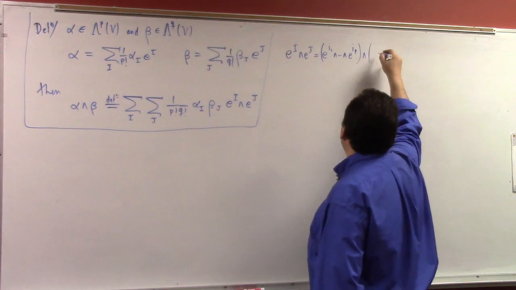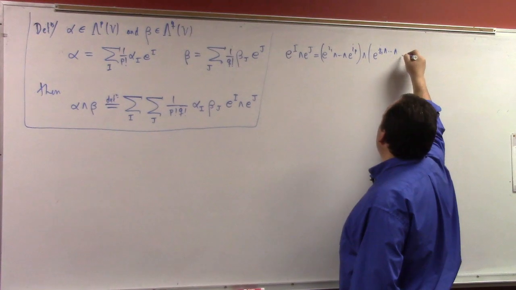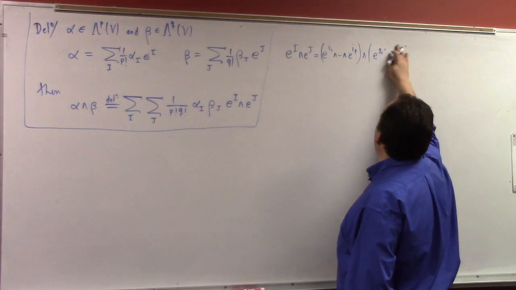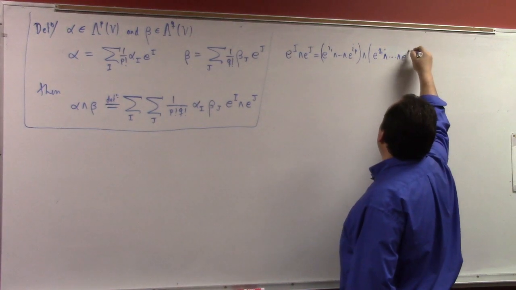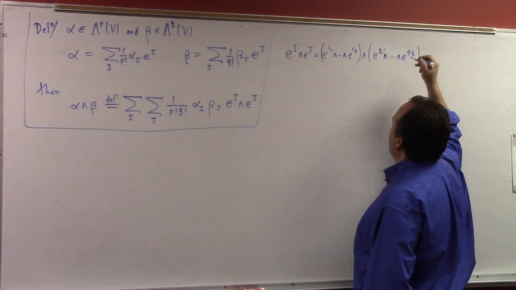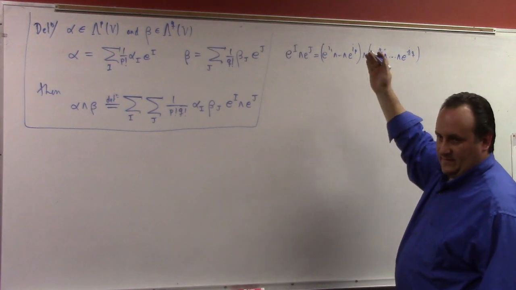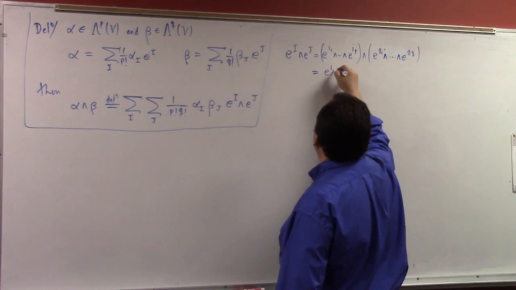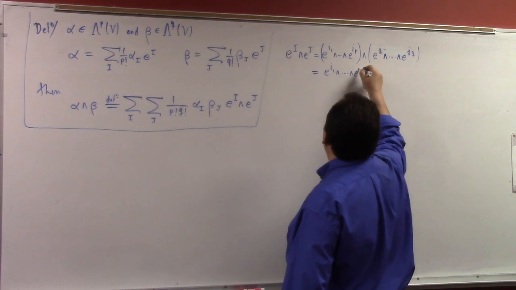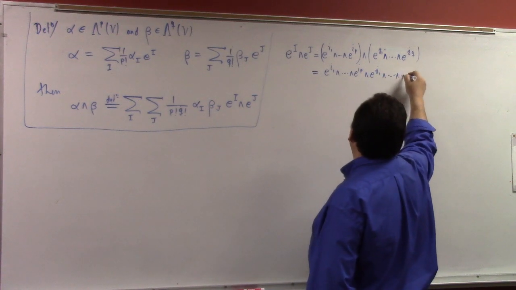wedged with what? With e_{j1} wedged ... wedged with e_{jq}. And the definition of this, which I have not made yet, I suppose, but it's what you'd expect. It's e_{i1} wedge ... e_{ip} wedge e_{j1} wedge ... e_{jq}.